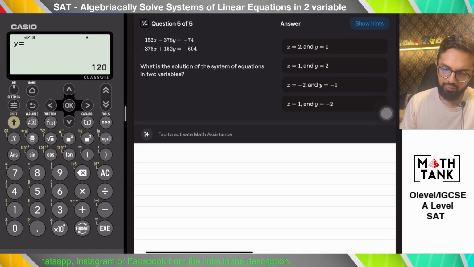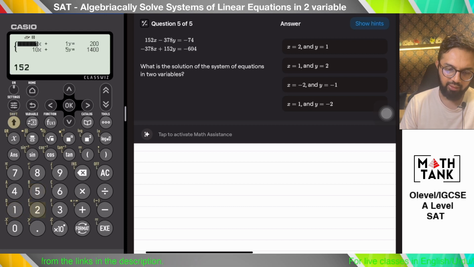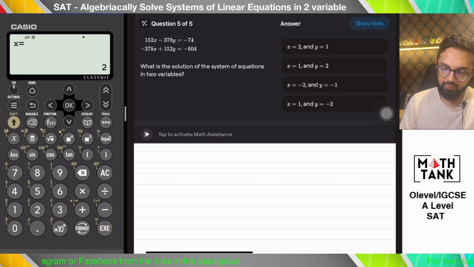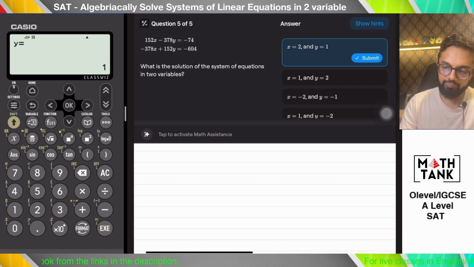Okay, I think that should go on a calculator. Very complicated numbers. I don't want to do them manually. X is equal to 2 and y equals to.